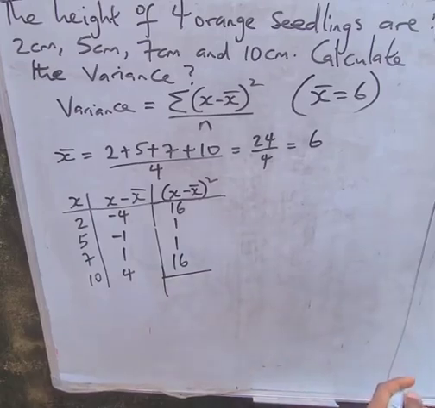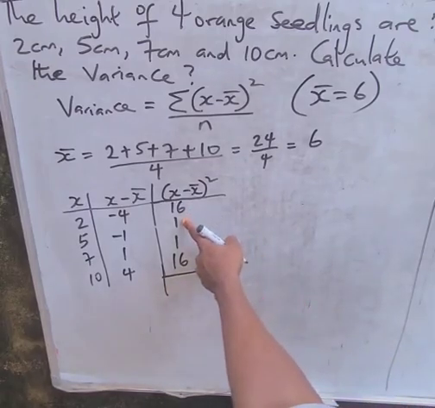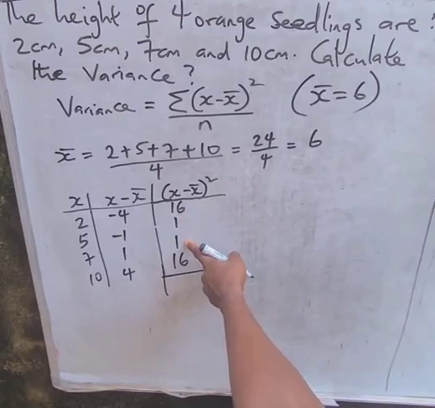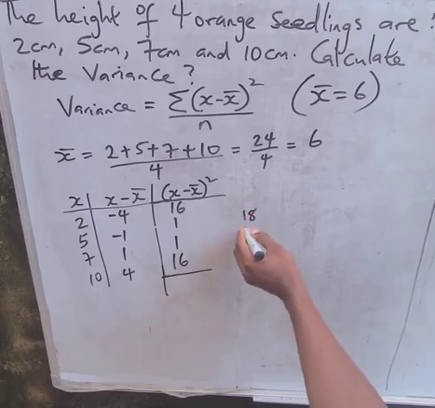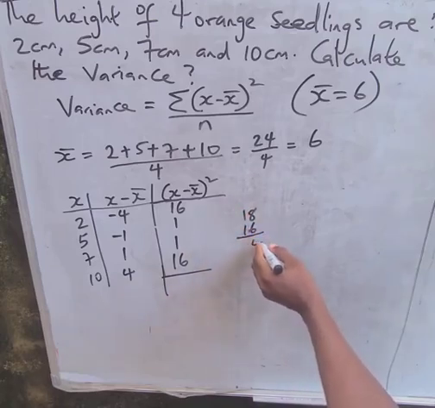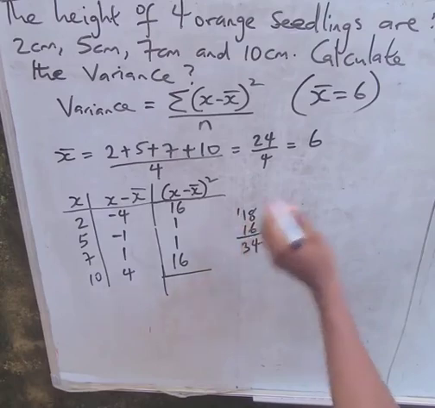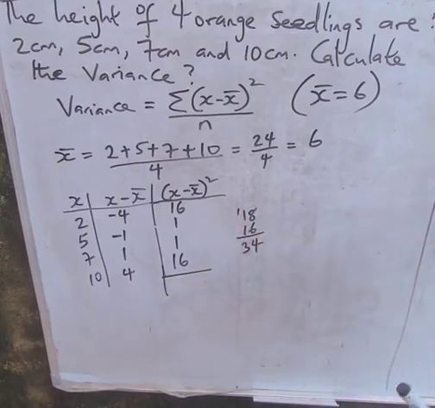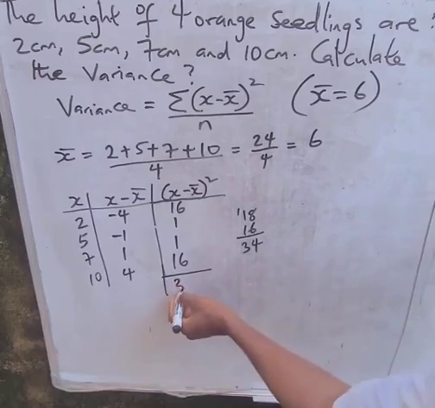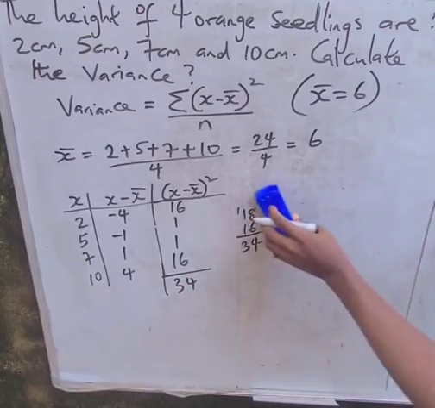Now let's get the summation of this. 16 plus 1 is 17, plus 1 is 18, then plus 16. 18 plus 16 is 34. Okay, so that means the summation of this is 34.